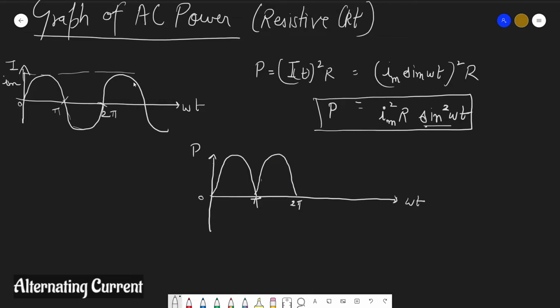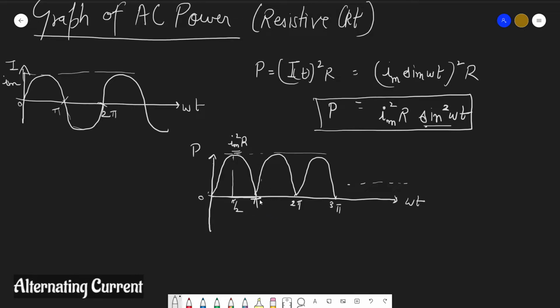Again, the cycle begins from here. Again, it will be like this, and it will be continuous. So you can observe easily that pi is the time period of this waveform. And as the maximum value is always 1, Im square R can be the maximum instantaneous power at this time. The maximum power is occurring at pi by 2.